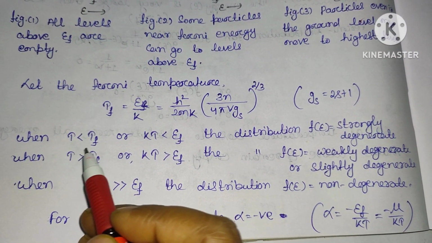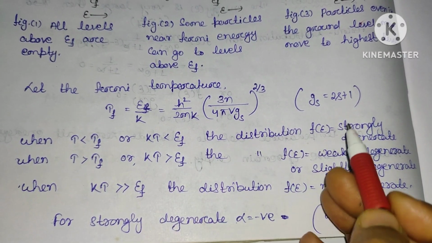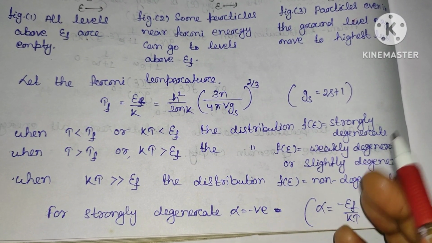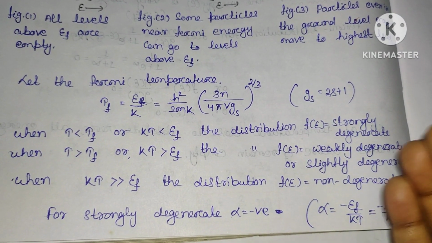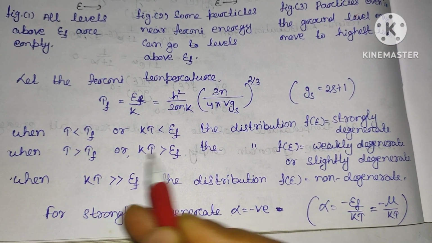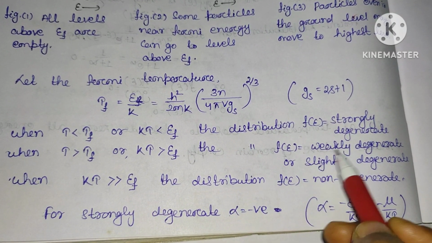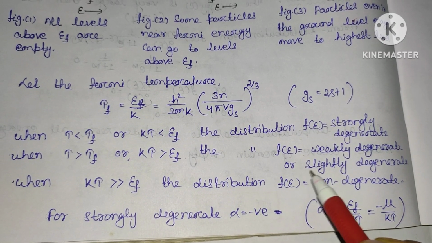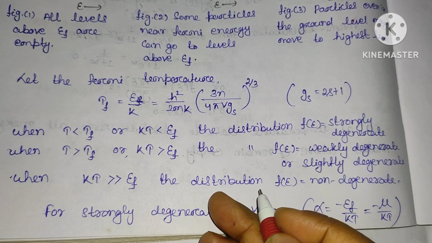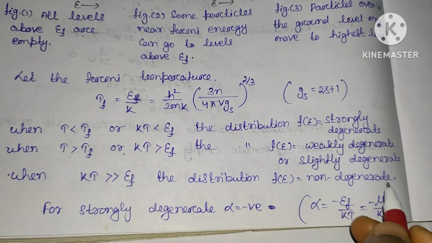When T is less than TF, or we can say when kT is less than EF, this Fermi distribution function is strongly degenerate. When T is greater than TF, or kT is larger than EF, the distribution function f of E will be weakly degenerate, or slightly degenerate. And when kT is very much larger than EF, the distribution function f of E is non-degenerate.